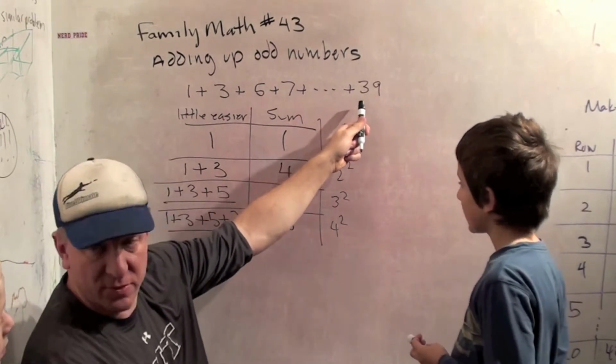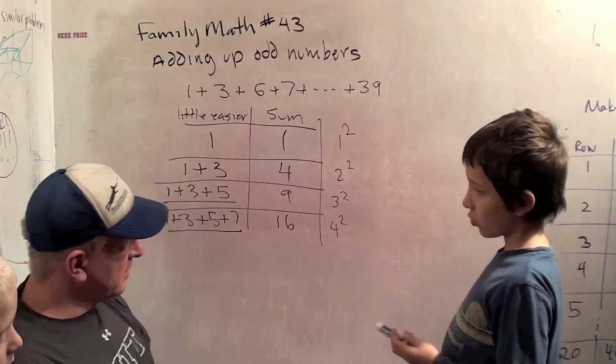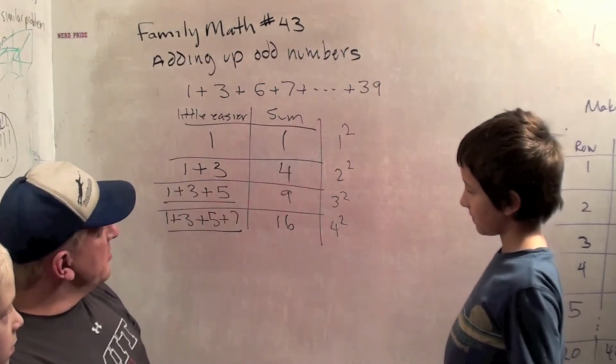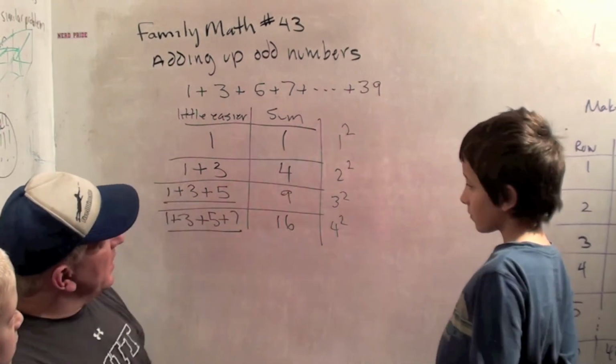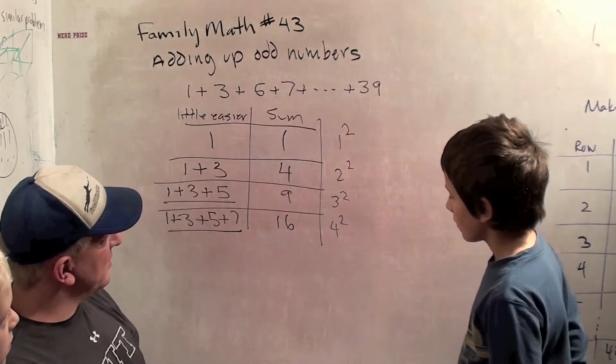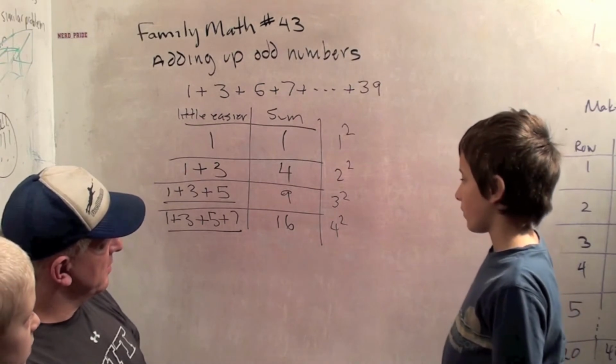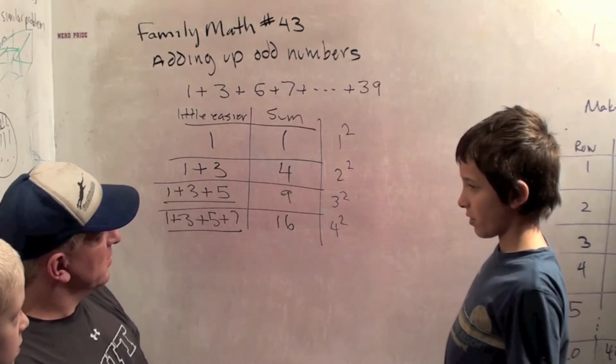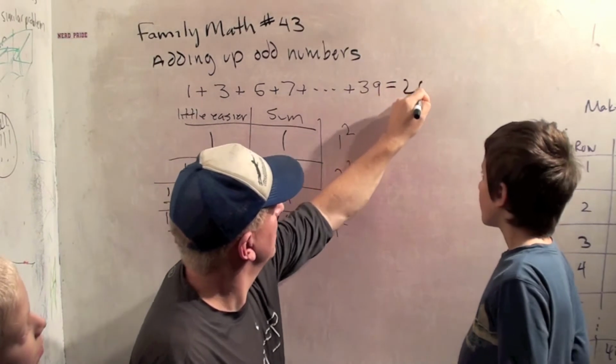So what times 2 minus 1 equals 39? 20 times 2 minus 1 equals 39, so there must be 20 odd numbers there. And so what do they sum up to? Well, it would be 20 squared. So this is 20 squared, which is 400.